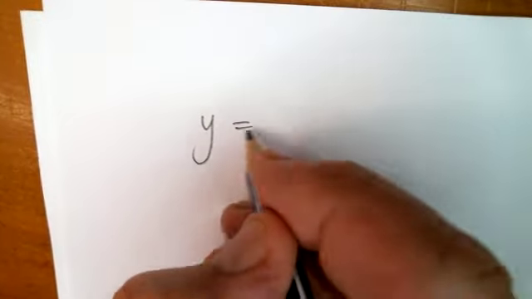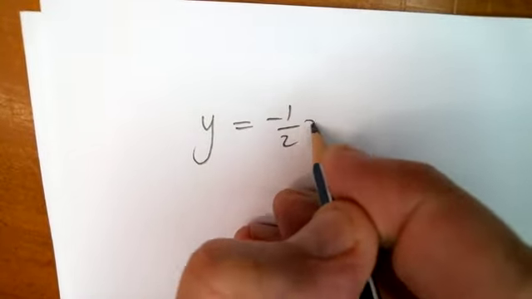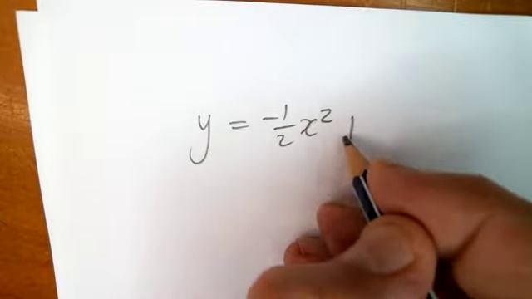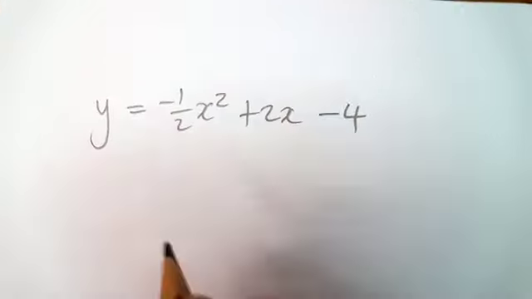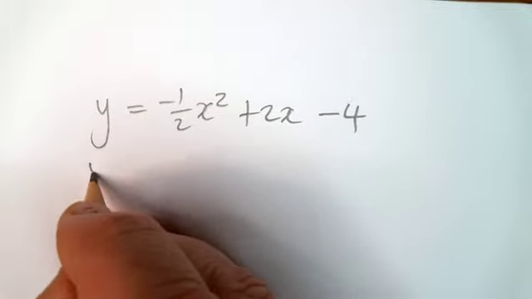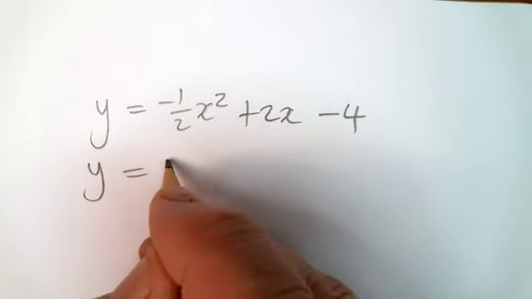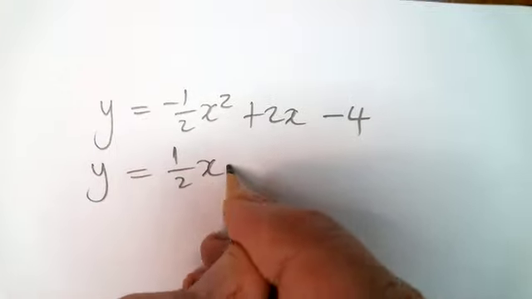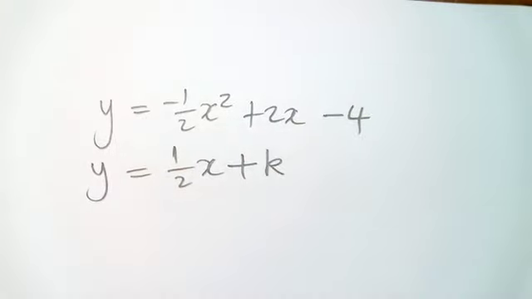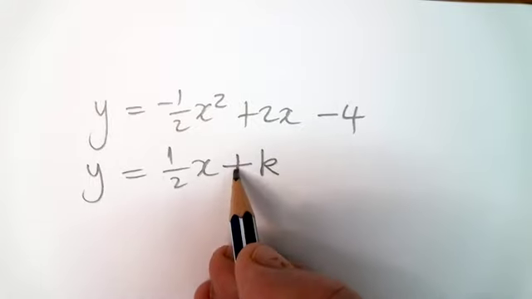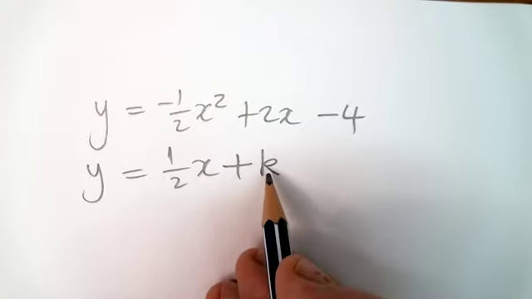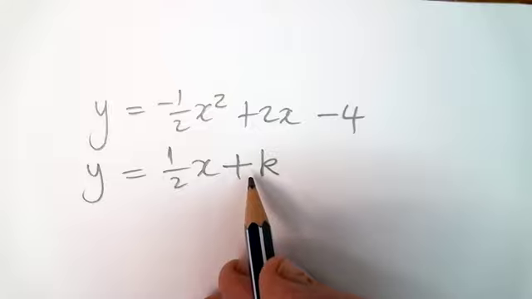So first of all, the original equation is y is equal to negative 1/2 x squared plus 2x minus 4, and that was that broader parabola. Then we've got y is equal to 1/2 x plus k. Now, we don't know what k is, and of course it is going to be negative, but I don't need to put negative here. Plus just means and. We're going to find out how that works.